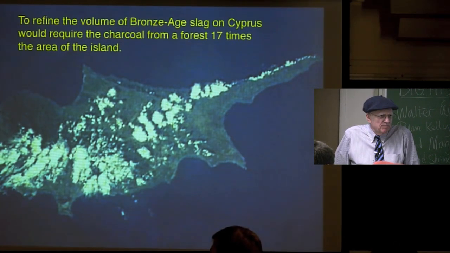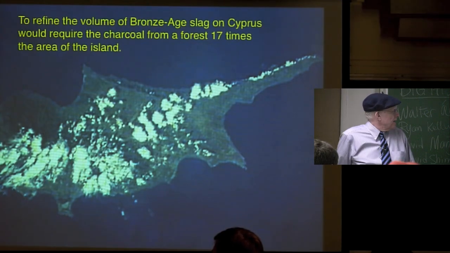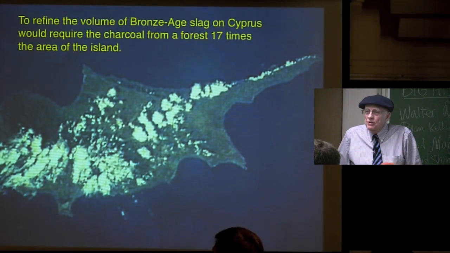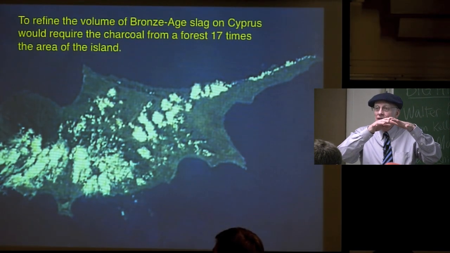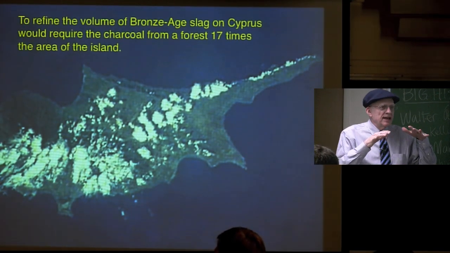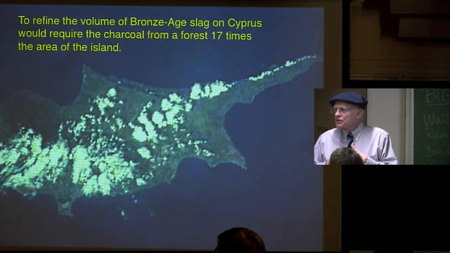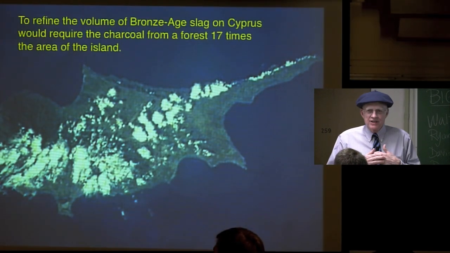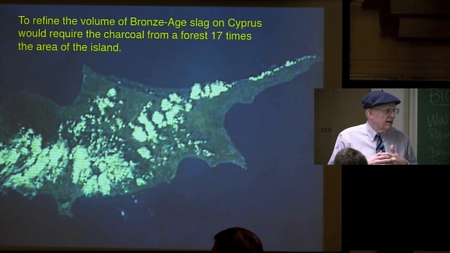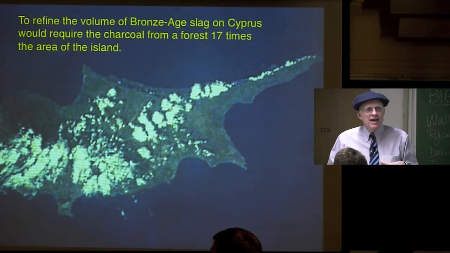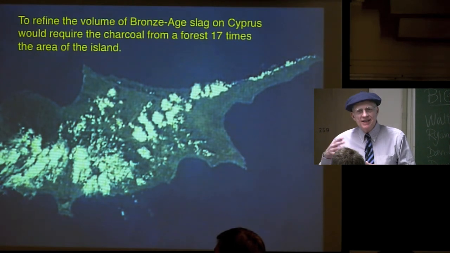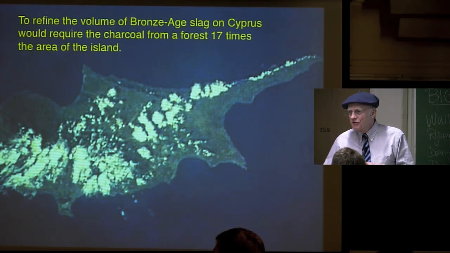Bring in the charcoal from somewhere else? That's an awful lot of charcoal to bring in. Well, it turns out that Cyprus, with Mount Troodos, is high enough that clouds gather there and it rains. And this is the Eastern Mediterranean. Think Israel. It's very hot, very dry. Cyprus has this high mountain, so the clouds gather there. It rains. You get enough rain on Cyprus to keep regrowing the forests.